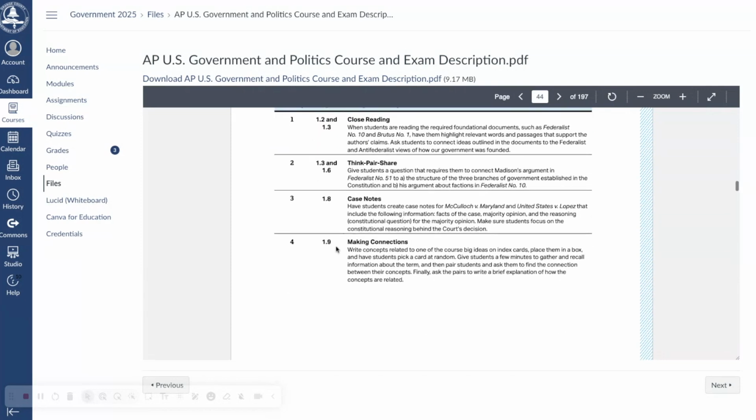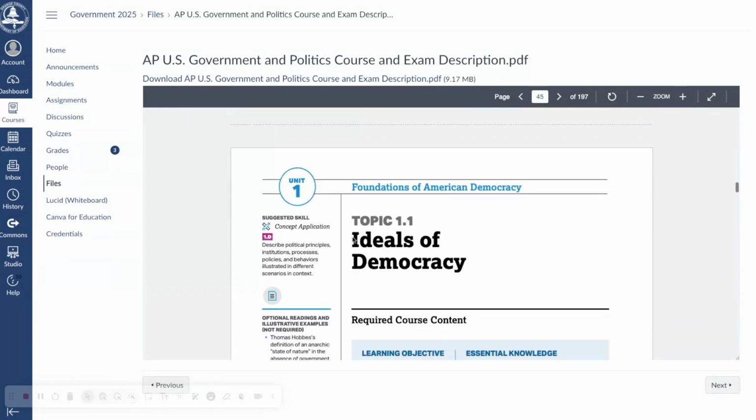I think this idea of making connections is very powerful. If you have a big idea or a document, place them in a box, students pick them at random, and then students connect with one another to see the connection between the concepts. This could be a very fun activity, maybe like a speed friendship activity or a tea party activity, where you have that item, that information, and you're trying to make a connection with another person. So that would be for unit number 1.